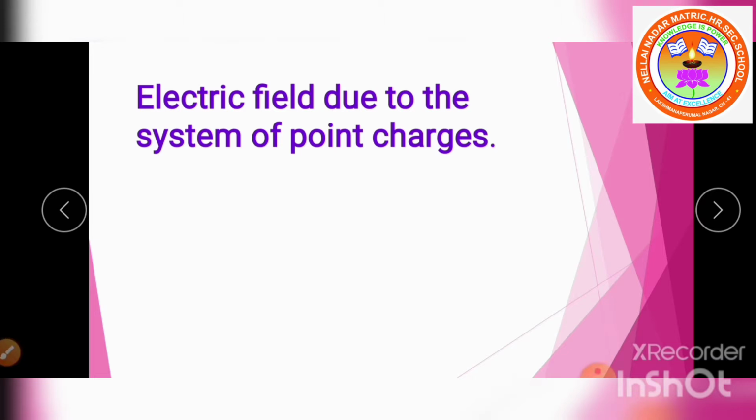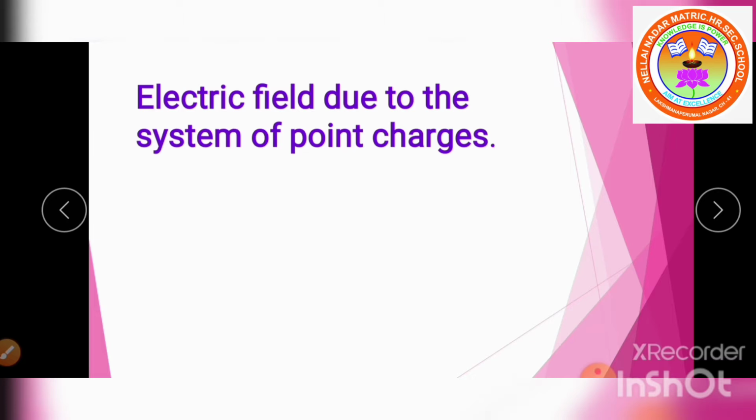Now we are going to discuss electric field due to the system of point charges. Suppose a number of point charges are distributed in space. To find the electric field at some point P due to this collection of point charges, the superposition principle is used. Listen, children.